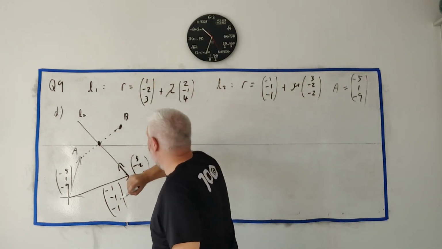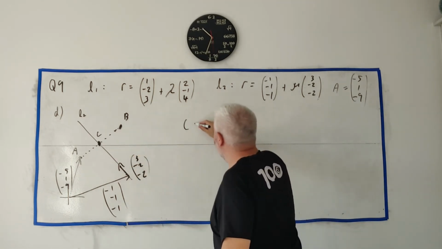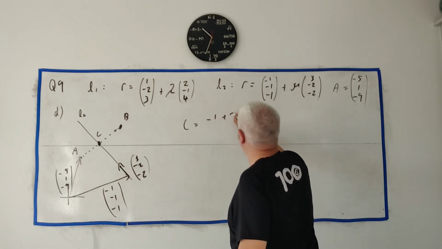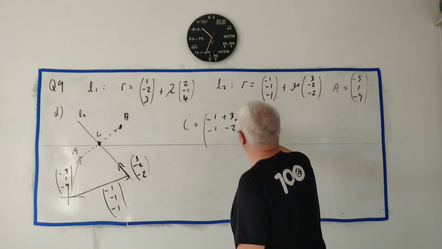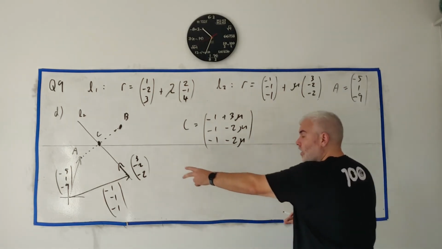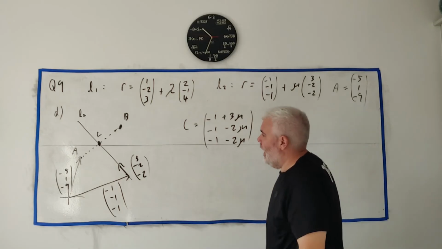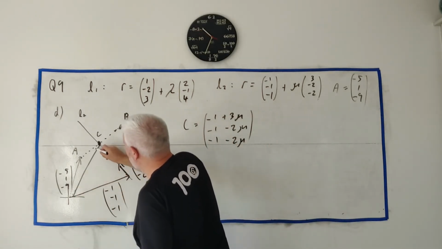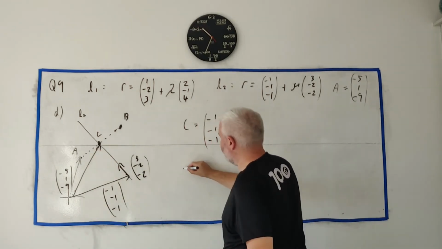So I can say this point here, we'll call it C. Point C is equal to -1 plus 3 mu, -1 minus 2 mu, -1 minus 2 mu, because it's on the line, so it has to equal this. I just don't know what mu is. Okay? So that's this vector here, going all the way to C.